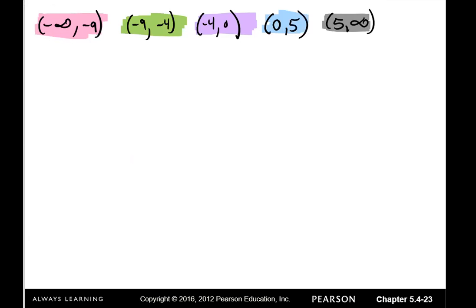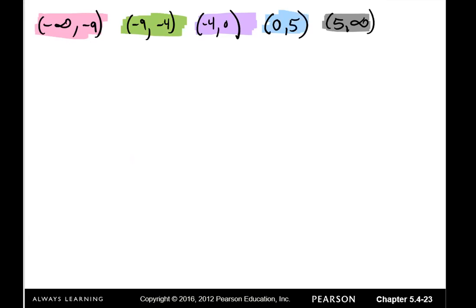Because basically when you plug and chug, you're looking for the y-coordinate. These are all numbers off the x-axis. So you pick one, you plug it into the function. If it comes out positive, that means the y-coordinate is above the x-axis, either in quadrants 1 or 2. If it comes out negative, then the y-coordinate is negative, which means the point is down in quadrants 3 or 4, which is below the x-axis.